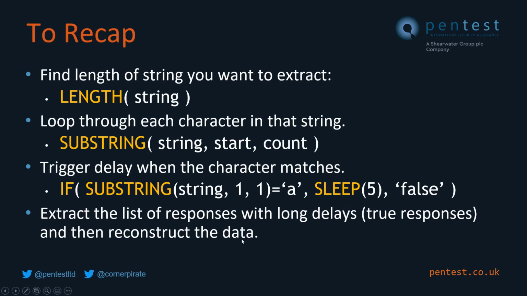And then we extracted the list of responses with long delays, threw away all the other ones, and reconstituted the data. So if you used that char function, you just have to have an extra hop. You'd still throw away the characters that weren't valid. You just then have to write down each of the numbers and then look them up in the ASCII table or whatever to get it back. So fortunately, that's data extraction when you're doing it effectively in the blind.